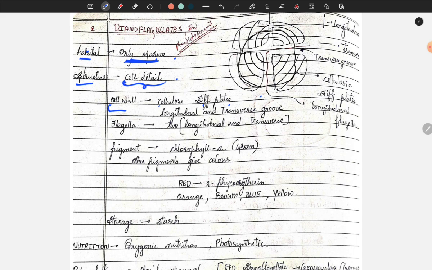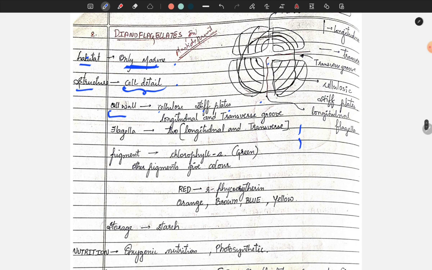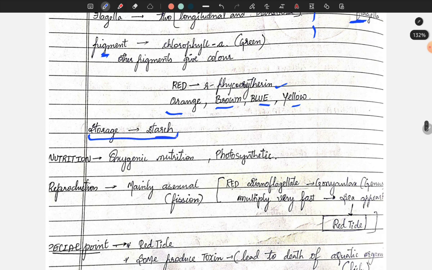Flagella are present in a longitudinal and a transverse groove. See, longitudinal and transverse groove, cellulosic stiff plates and flagella are present, guys. So take a look at the NCERT diagram once. And pigments: chlorophyll a is the main pigment, though other pigments are also present, where red is called R-phycoerythrin. Orange, blue, brown and yellow are also present, and the storage product is starch. It stores food in the form of starch.